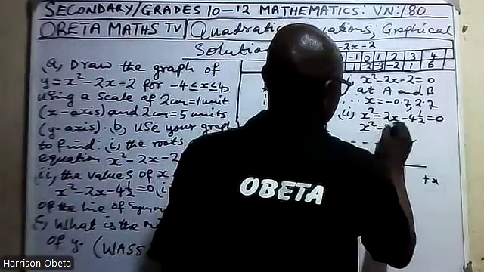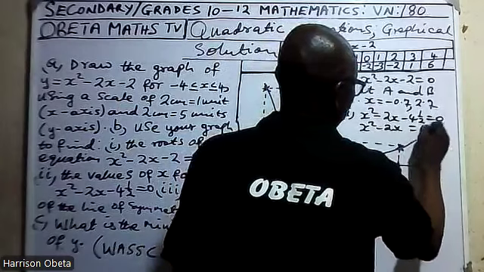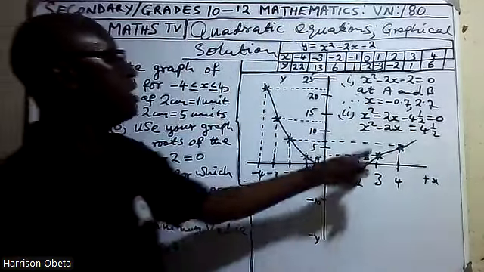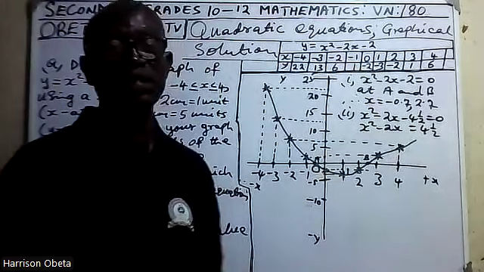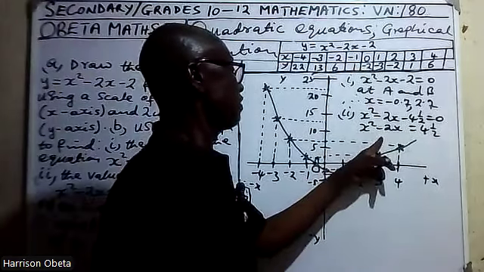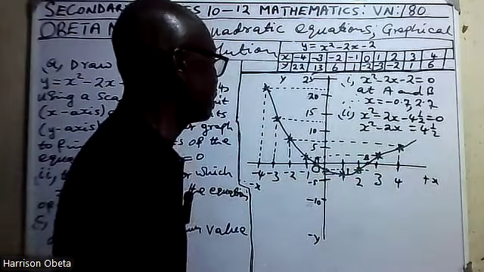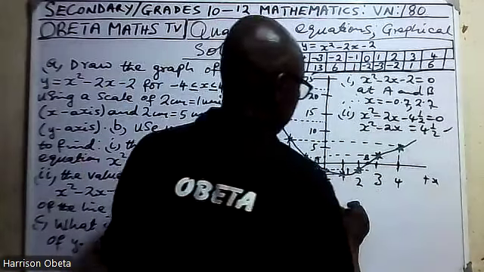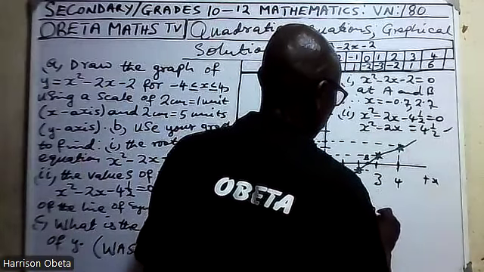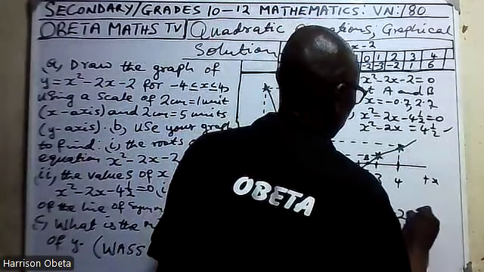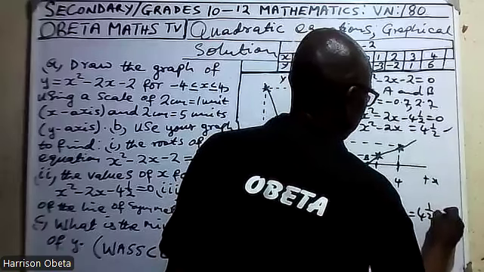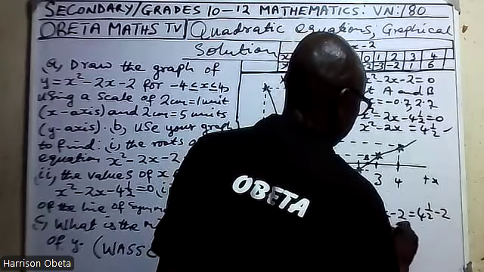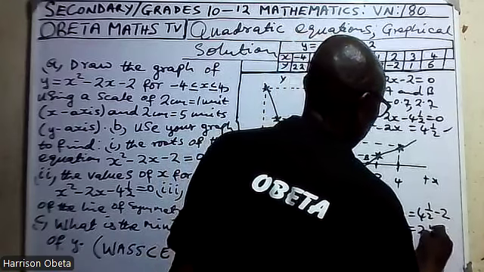X squared minus 2x is equal to 4.5. So you can now see that the only thing remaining here is minus 2. Whatever you do to the left hand side, you must do it to the right hand side. So from this place now, let us come down. X squared minus 2x minus 2 equal to 4.5 minus 2. And that will give us x squared minus 2x minus 2 equal to 2.5.